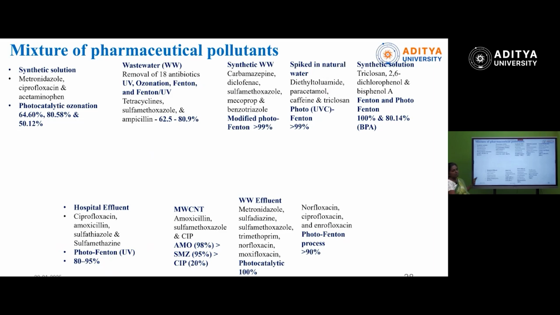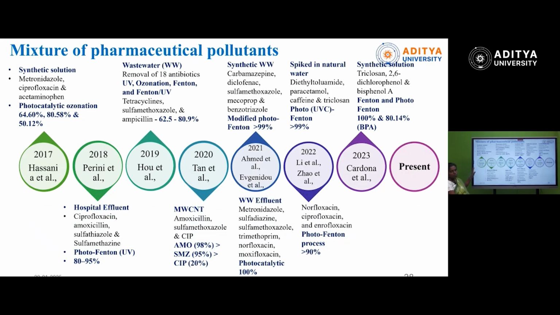So now the trend has changed again. Instead of focusing on a single or binary pollutant, they now focused on multiple pollutants, that is, simultaneous removal of multiple pollutants with a combination of different treatment methods. So here you can see this one. From 2017, they focused on the removal of a mixture of pollutants. Here you can see the different pollutants and different combinations, that is, the hybrid method they used, and the removal efficiency achieved was 64, 80 and 50 percent.